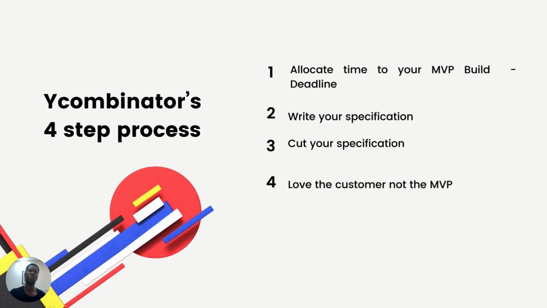Right? So you would want to give a deadline to that process, right? So is it going to take 2 weeks? Is it going to take 4 weeks? Is it going to take 3 months, right? So you want to allocate time to your MVP build.